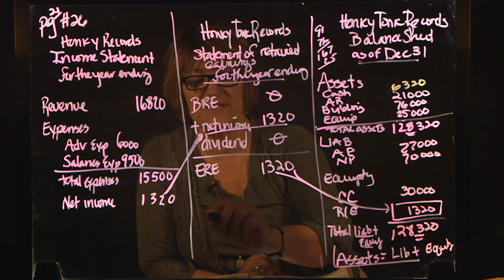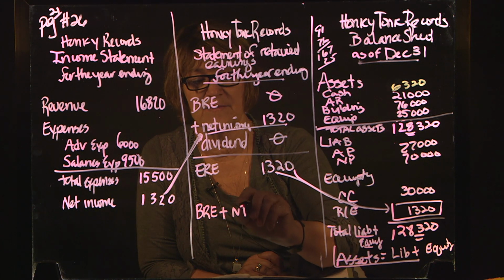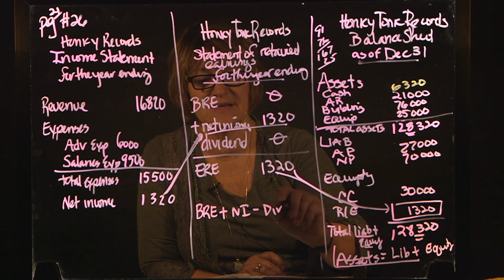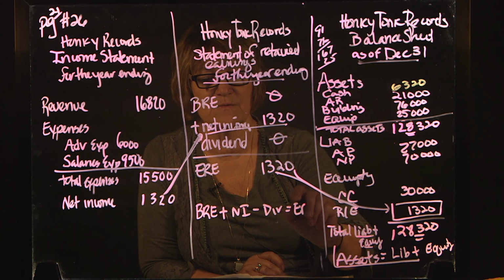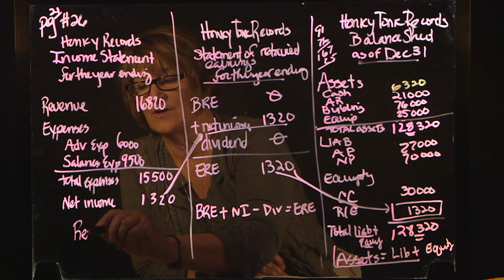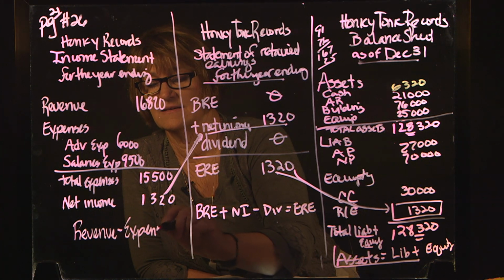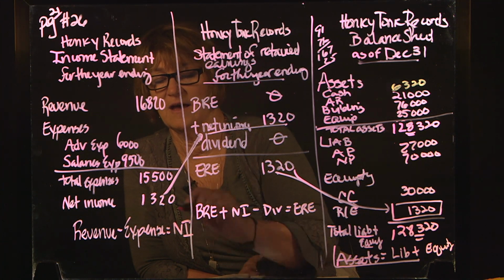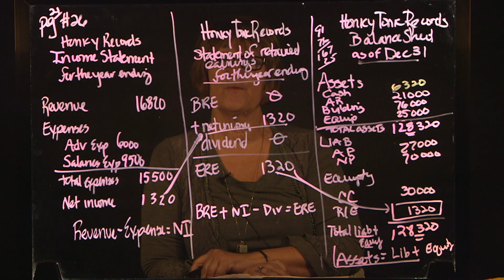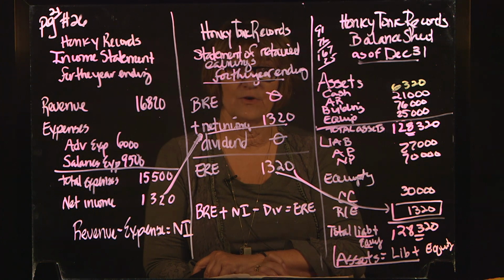The formula for retained earnings is beginning retained earnings plus net income minus dividends equals ending retained earnings. The formula for the income statement is revenue minus expenses equals net income. And those are the three financial statements. There is a fourth financial statement, what we call the statement of cash flows, which you will learn in the Accounting 220 class if you go on.